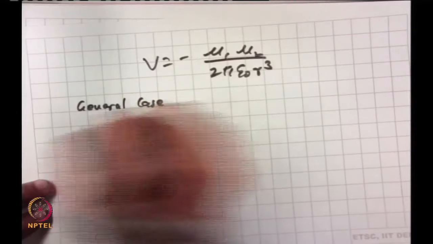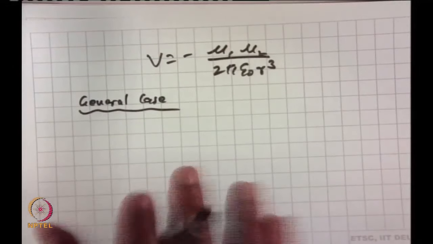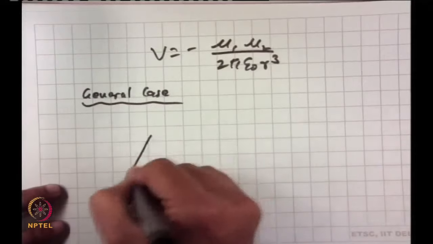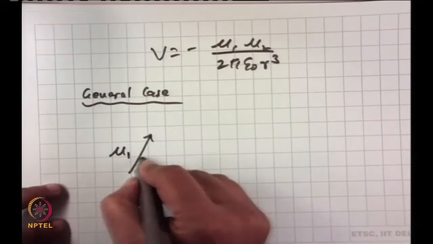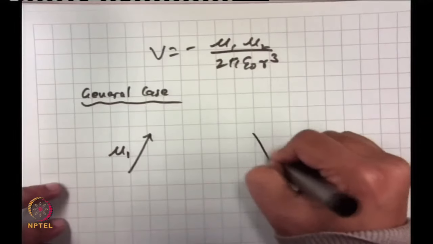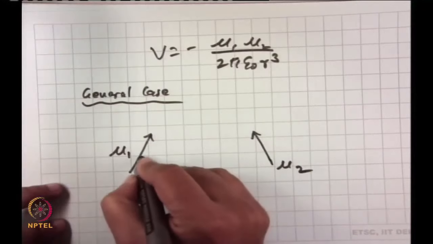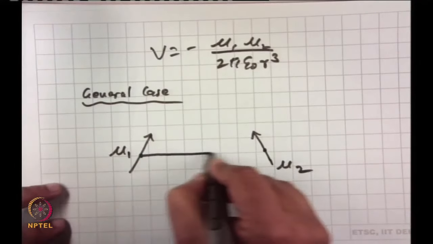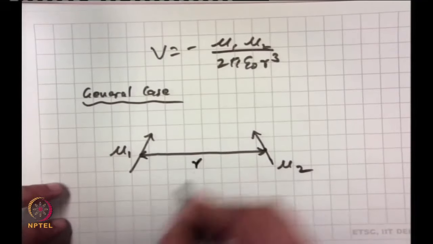Let us take a very general case. What I mean by general case is the dipoles can be orientated with respect to each other at specific angles. So, what do I mean by that? For example, I have a dipole moment mu 1 in this case, right, and I have another dipole moment say mu 2. Now, if I take it from the center of these two dipoles, let this be the distance between the two centers, which is r.